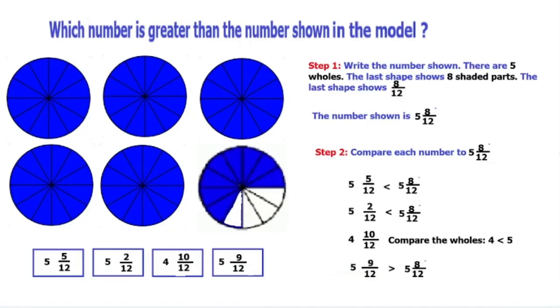Now we're at this last one, 5 and 9/12. 5 and 9/12 is greater than 5 and 8/12 because 5 and 9/12 would have one extra shaded piece of triangle here, and so we know that this one is greater than this one. So 5 and 9/12 is greater than 5 and 8/12, and that's the answer.